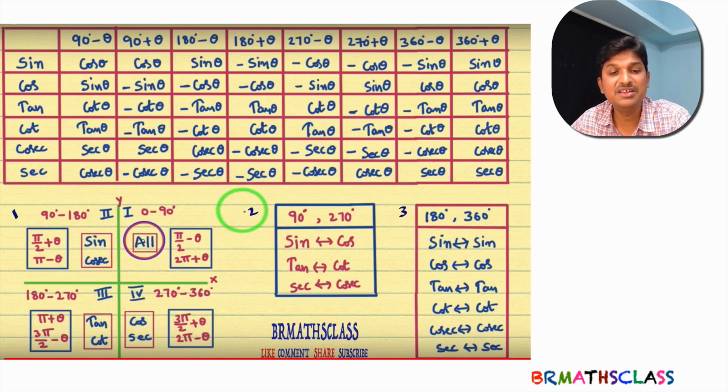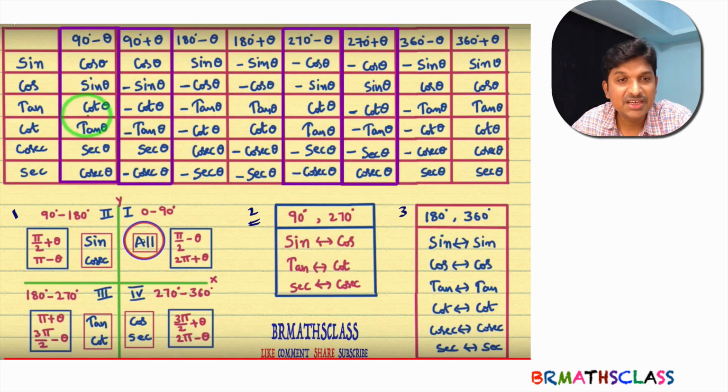Now you see the second one. This is an important one. In this table, wherever you see 90 degrees or 270 degrees, then sin changes to cos, cos changes to sin. Tan changes to cot, cot changes to tan. Secant changes to cosecant. You see here we have 4 columns related to 90 and 270. Correct?